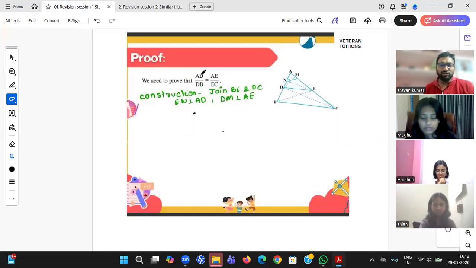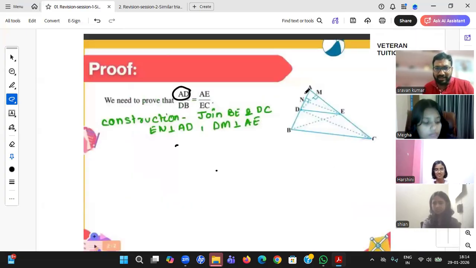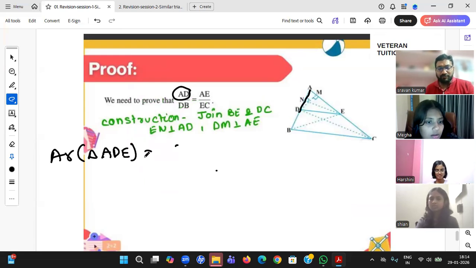So how to start? I want AD. AD is here. Which triangle should I take, student? ADE. Area of triangle ADE. Go ahead. What is the formula? Half into base into height.